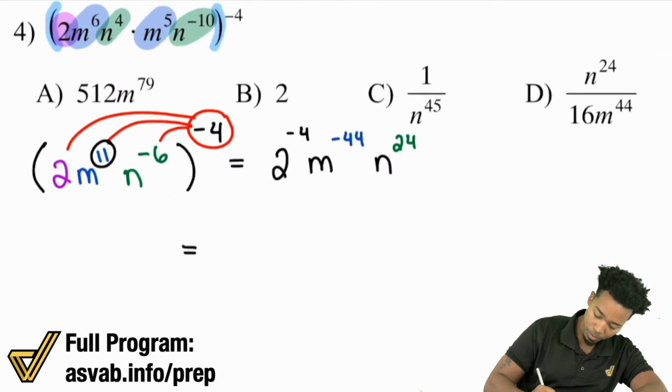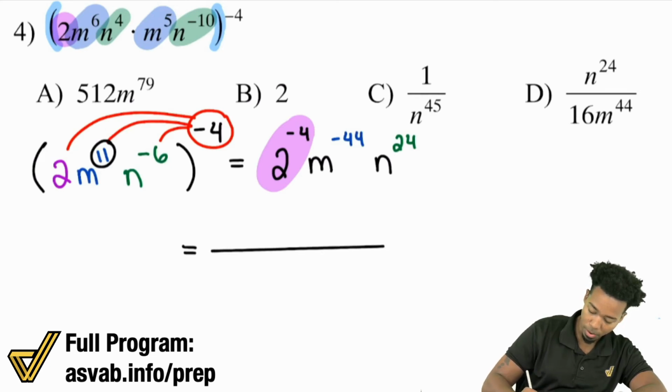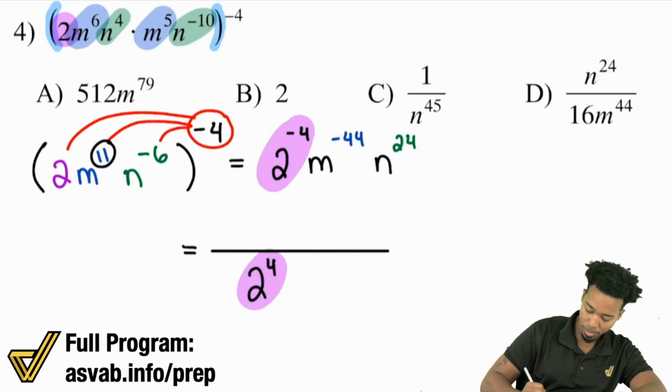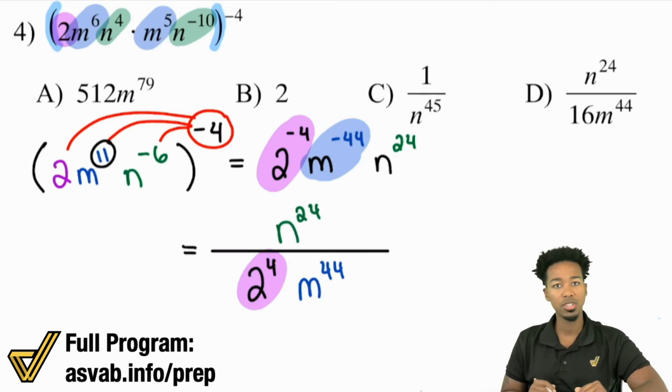We're going to change any negative exponents to positive ones by first taking a look here. That regular old number, 2 to the power of -4, becomes 2 to the power of +4. Then we have m to the power of -44, so that becomes m to the power of +44. And lastly, the n to the power of 24 stays where it is. Nothing needs to change.